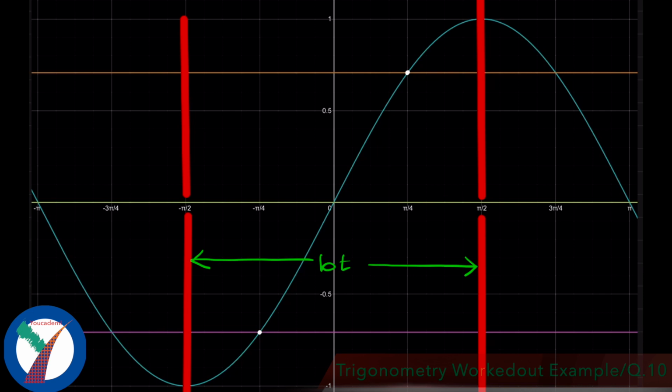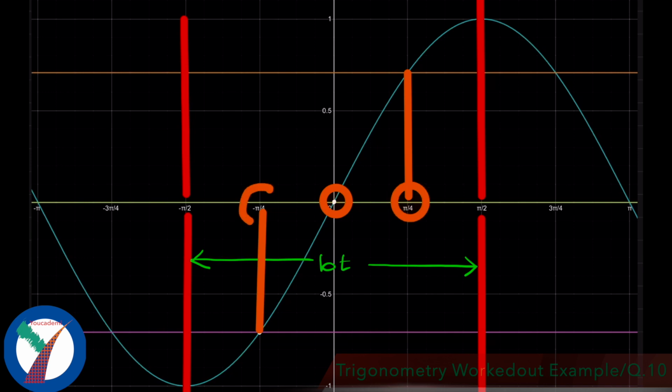We should not forget sine bt equals 0. So that intersect in our interval is at the origin 0. Therefore, the solutions are pi by 4, minus pi by 4 and of course 0. Okay, so we have three solutions. That is minus pi by 4, 0 and pi by 4.